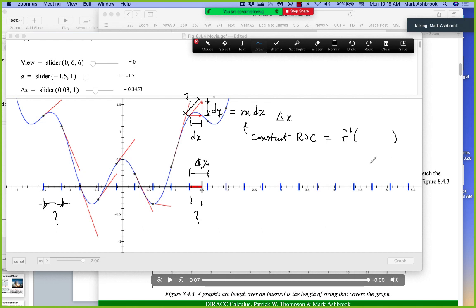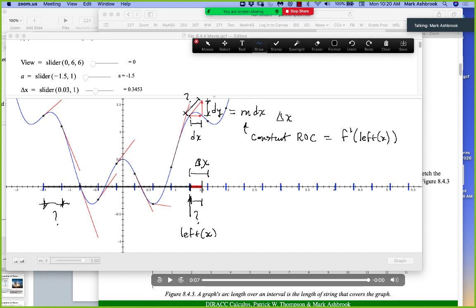Now, which point? It's not just f prime of x, because it's f prime of what? The x value at the start of the interval, and we call that left x. So for all these x values in this interval, left x is this x value right here. We want to pick off the derivative, or the slope, at that left x. So f prime at left x. And that's our constant rate of change for the whole interval.